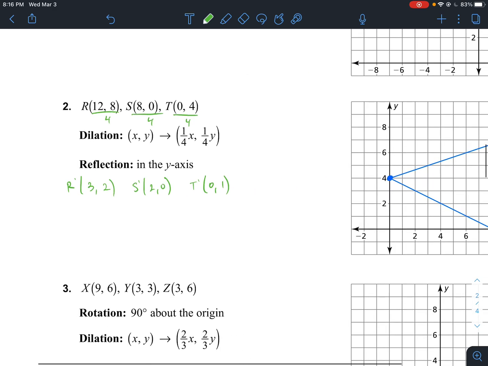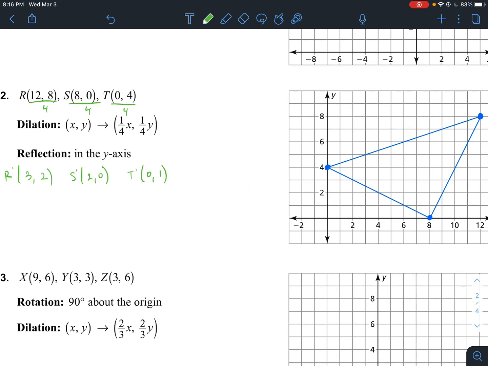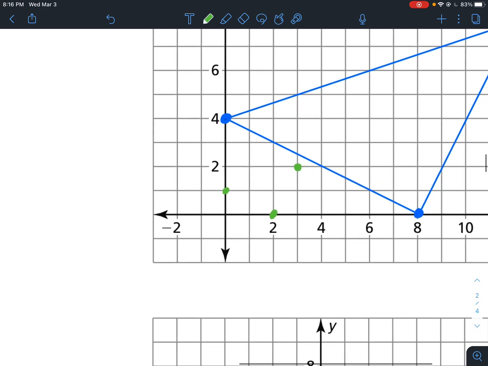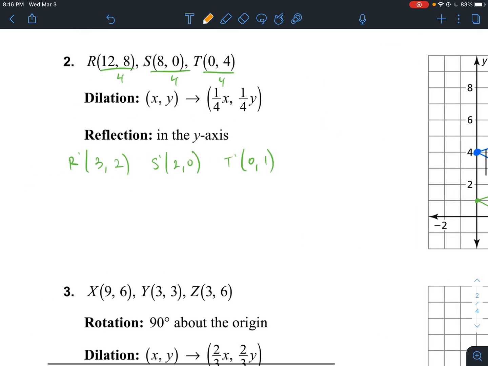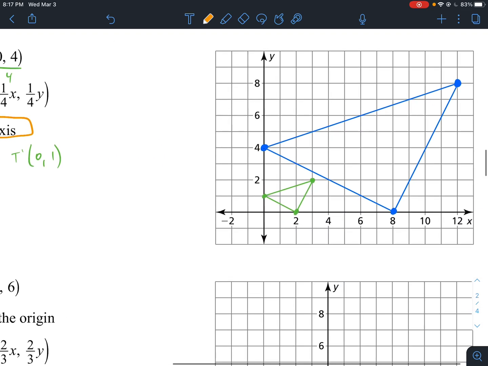So I'm going to graph these. Here's the dilation at 3 comma 2, at 2 comma 0, and at 0 comma 1. So this is a reduction by a factor of 4. And now this is a reflection in the y-axis. So let's say you take a mirror and it's going down the y-axis.